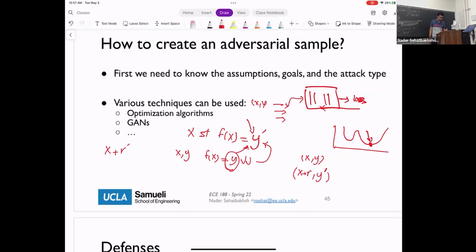So for example, in targeted attacks, the satisfaction requirement is not Y is not equal to Y prime. You actually want Y to be exactly equal to a specific class that you want, class C, J, or whatever you want to call it, right? So you keep changing your X until you find that small perturbation, small noise that results in that specific class, okay? So you need to iteratively do that until you reach it. So that's typically the idea, yeah.